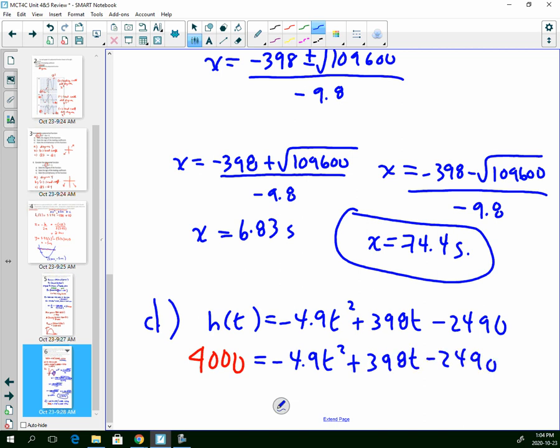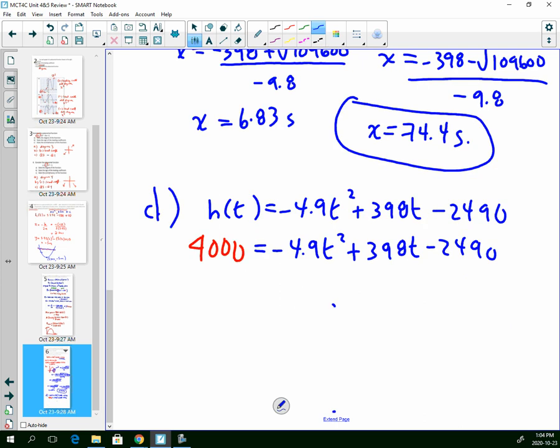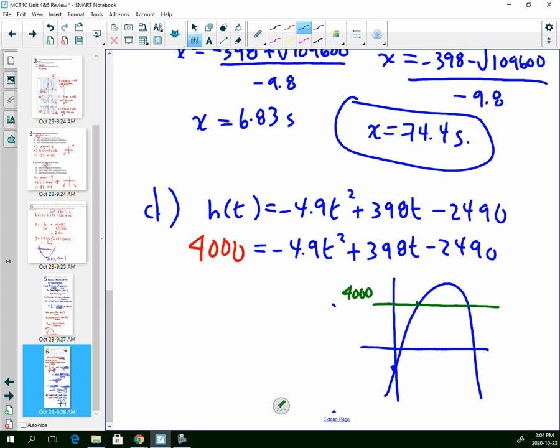So again, let's look at the projectile. So we have this rocket that's coming up and back down. So this point was where it starts. So it wants a height of 4,000. Where does it hit 4,000 on the way up? Where does it hit 4,000 on the way down? So you're going to have two solutions.